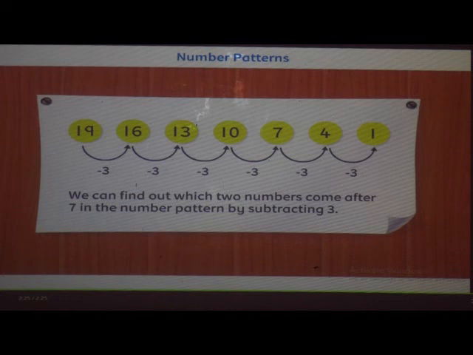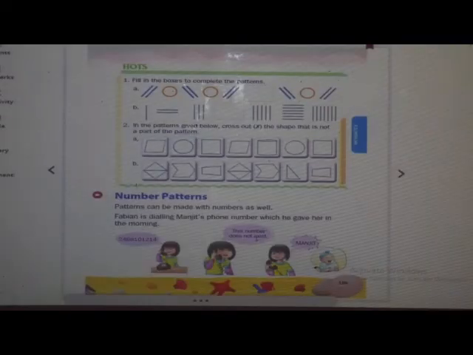Understood, students? Number patterns. Okay? So, in this way we can form or make the number patterns also. So, students, in this period we have completed our practice time, hot questions also, and we have learned what is number patterns. Okay?